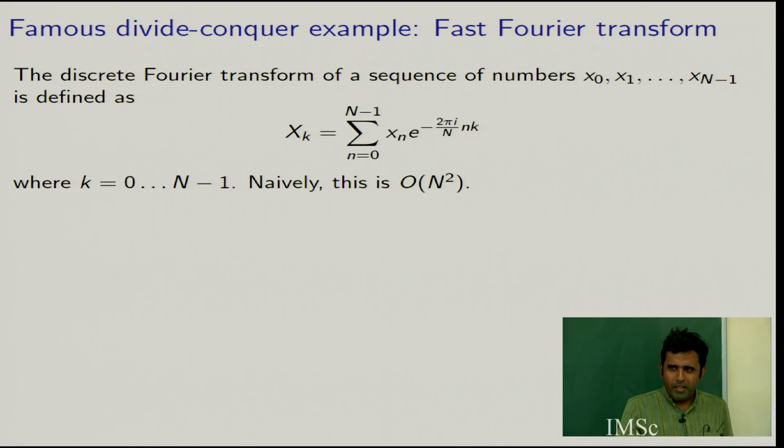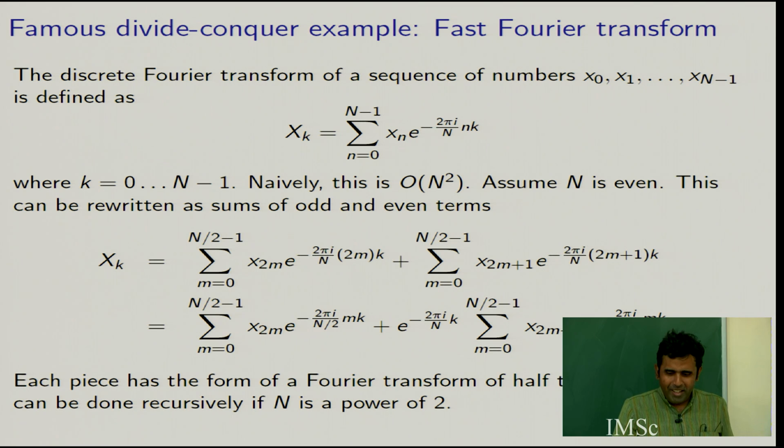It was apparently originally discovered by Gauss, but it was not really known because he published it in some form of Latin and people did not read it. It was rediscovered by Cooley and Tukey in the 1960s, and that is when the field of digital signal processing took off. The idea is this: supposing n is even, then you can rewrite this sum in terms of odd and even values of n. So, the even values of n will be like 2m and the odd values will be like 2m plus 1. So, just rewrite the sum separating into even terms and odd terms.